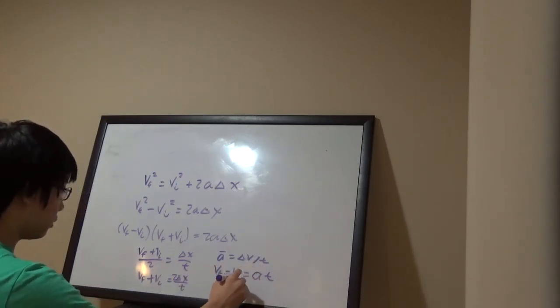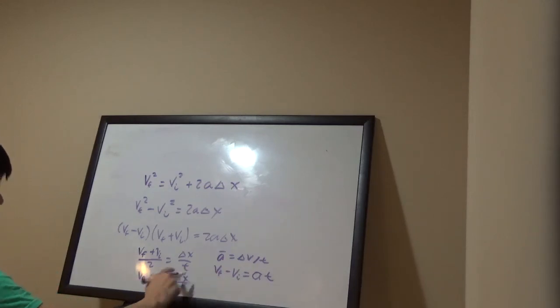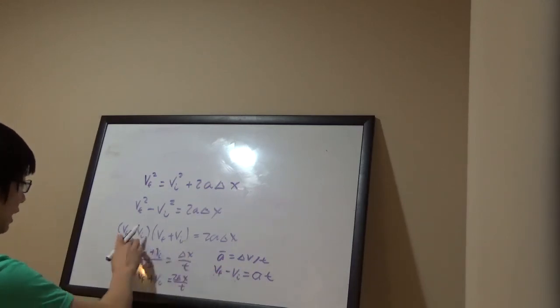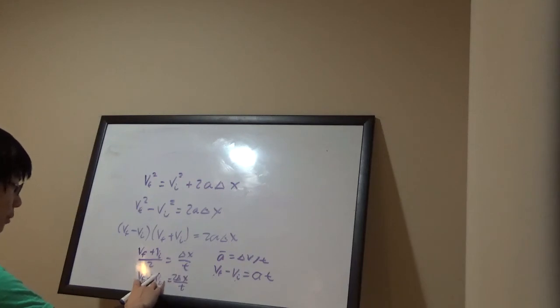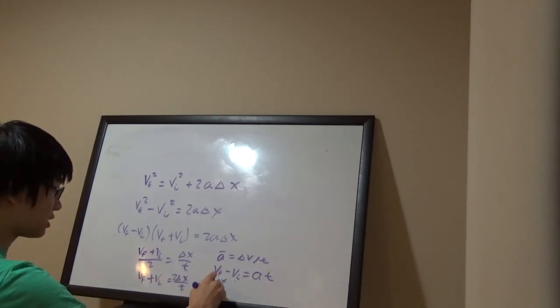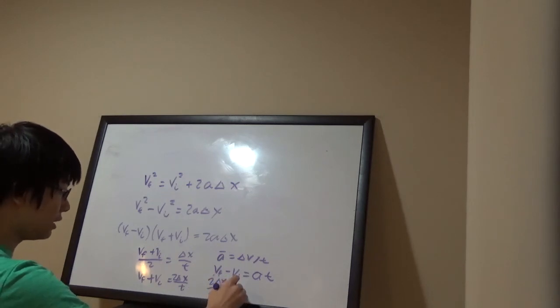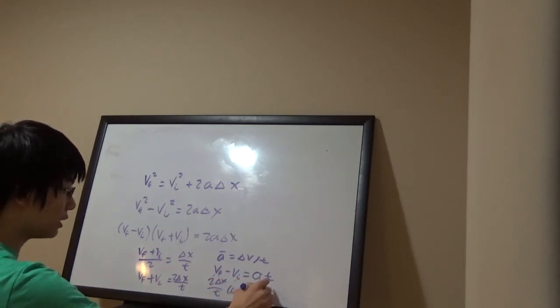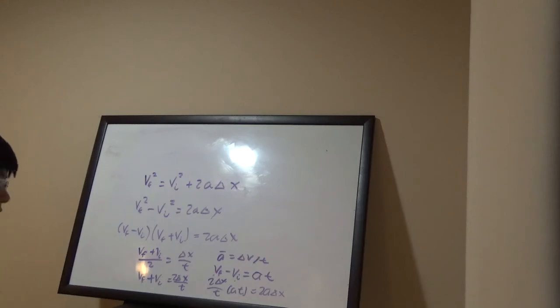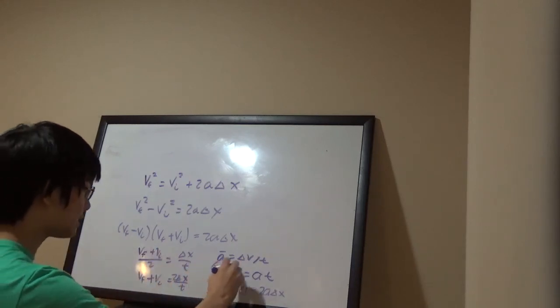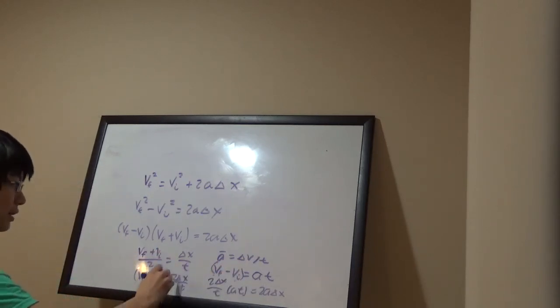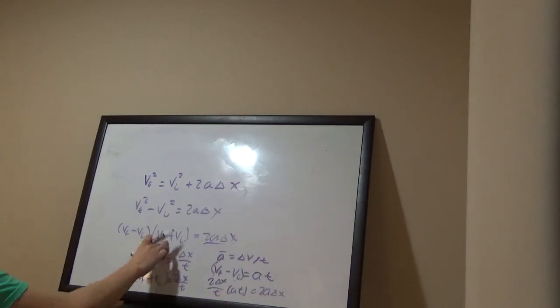What if we multiply these two things together? Then we get vf minus vi times vf plus vi. What happens when we multiply 2 delta x over t times at? We get 2a delta x, exactly what we set out to prove. We just proved that this times this is equal to 2a delta x. Boom, and that is the proof of that one.